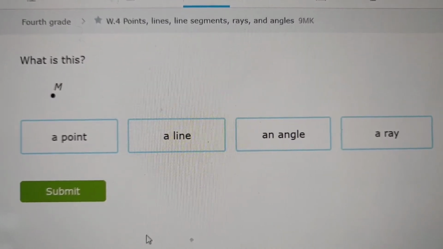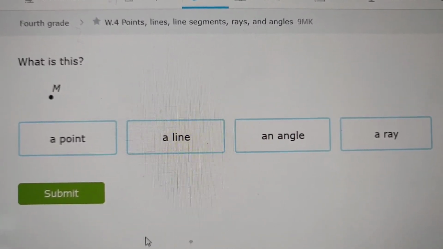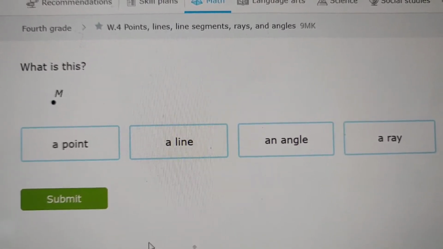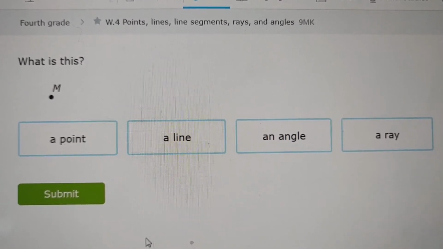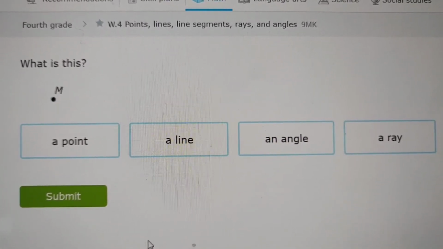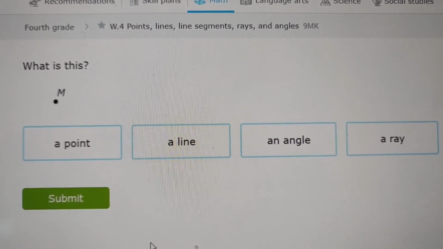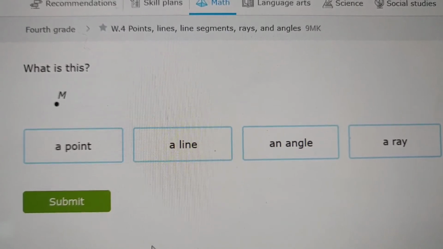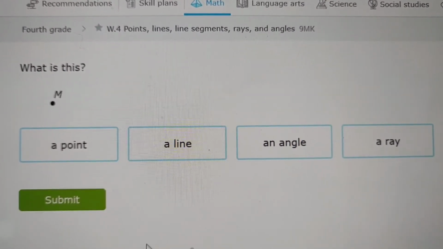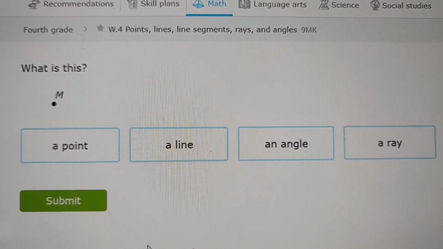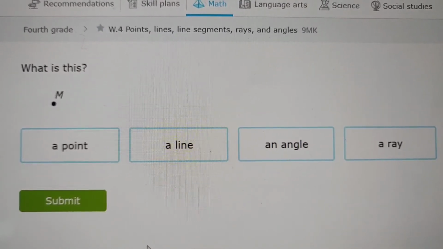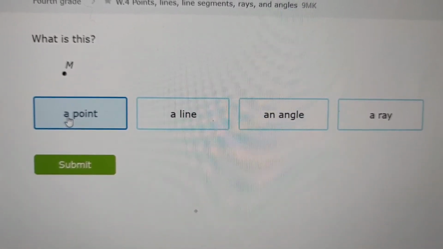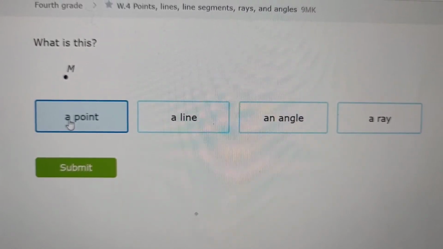Okay. You should have selected that it's a point. The name of the point is point M. It's not a line, right? There's nothing going in any direction forever and ever. It's not an angle because that would be two rays. If we had two rays starting at point M, that could be an angle. And it's not a ray because we don't have something starting at point M and going in one direction forever and ever. So again, this is a point, and the name of the point is point M.